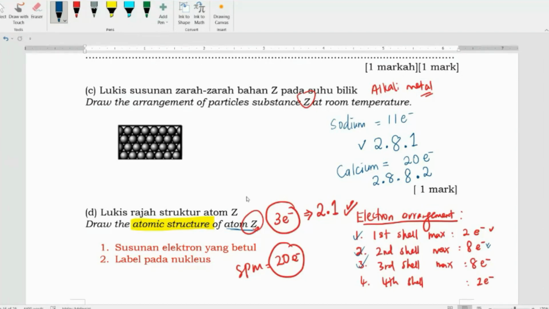Now, how about the atomic structure? What is the difference between atomic structure and the electron arrangement? So you record down. For atomic structure, you must have the electron arrangement. You must draw the electron arrangement first, so this one is 2, 1. Then for the atomic structure, you have to label the nucleus there. What are the protons and neutrons? You must include these two in the nucleus for the atomic structure. Protons and neutrons in the nucleus, so you have to mention these two.